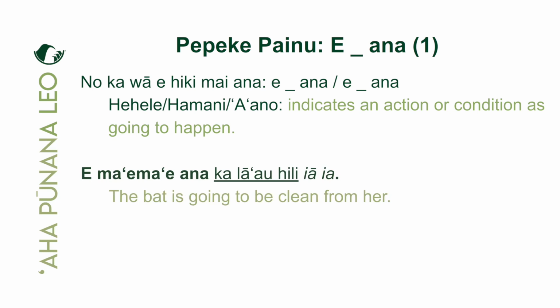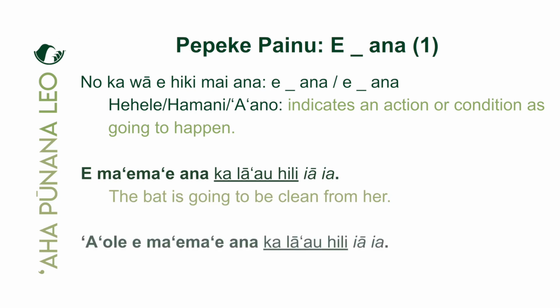Okay, to negate this, we simply add the word ʻaʻole. ʻAʻole e ma'e ma'e ana ka la'auhili yaya. So it's just the opposite of the positive statement. The bat is not going to be clean from her, by her, or because of her.